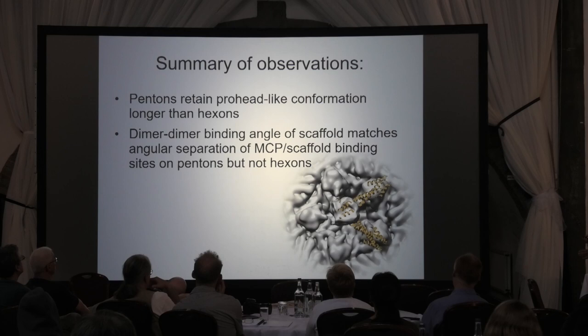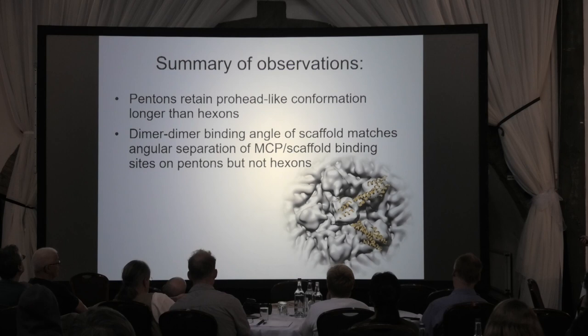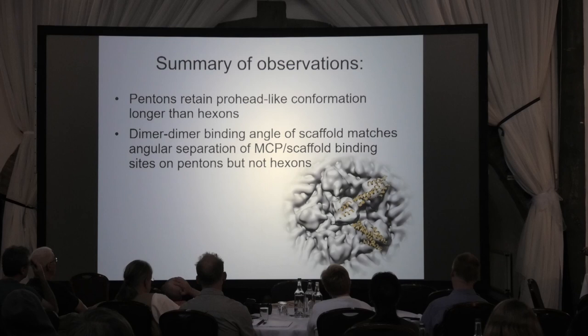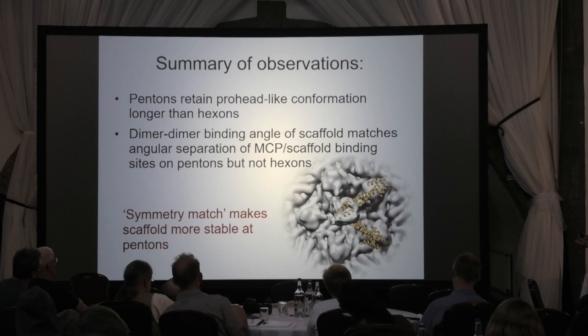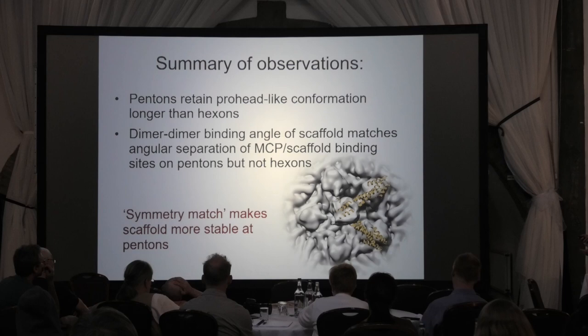So that's all the structures we have. I'm going to start trying to focus on what I think are the important things and what conclusions we can maybe draw from those. So starting at the very beginning, the pentons retain a prohead-like conformation longer than the hexons. And also, we see a dimer-dimer binding angle for the scaffold oligomerization that matches the pentons, but not the hexons. So we think that the particular angle that these scaffolds take when they tetramerize or oligomerize makes the scaffolding association much stronger at the pentons than elsewhere in the capsid.